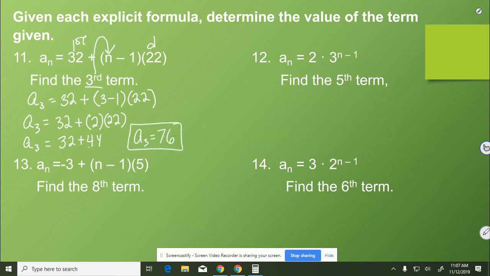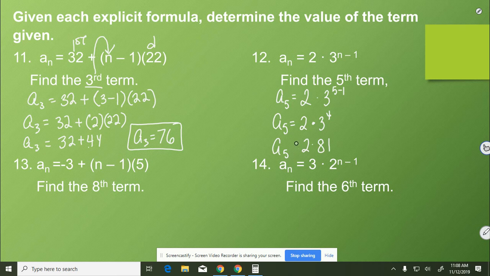So instead of having to write out that recursive formula and keep adding 22, we could just plug the 3 into the explicit formula to find the third term. Okay, next one, a of n equals 2 times 3 to the n minus 1, and we want to find the fifth term. So we would do a of 5 equals 2 times 3 to the 5 minus 1. So a of 5 equals 2 times 3 to the 4th. So a of 5 equals 2 times 81.